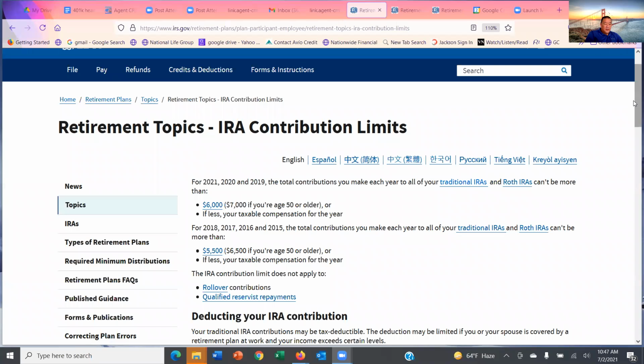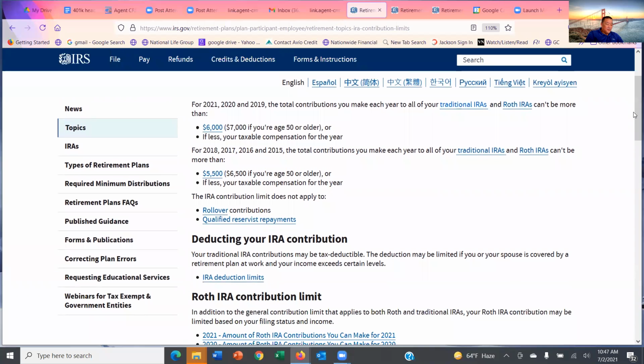Now, the biggest difference in an IRA and a 403b is the amount you could contribute to it. And let me go ahead and share my screen with you, and we'll show you the difference directly from the IRS website. So here is the difference.